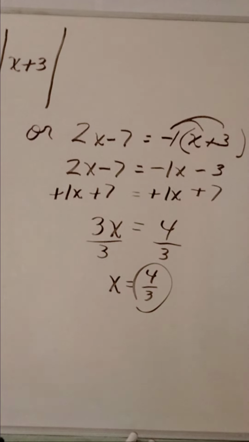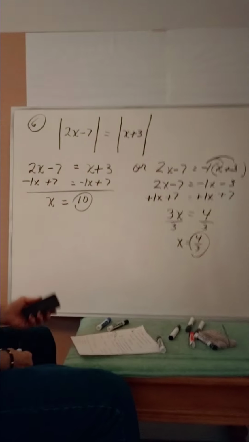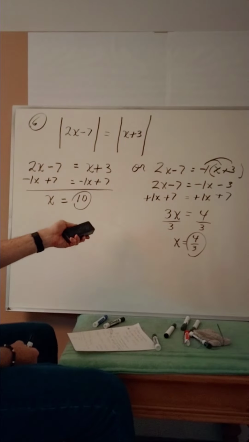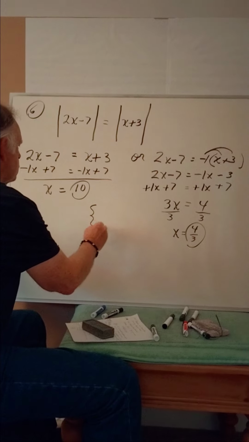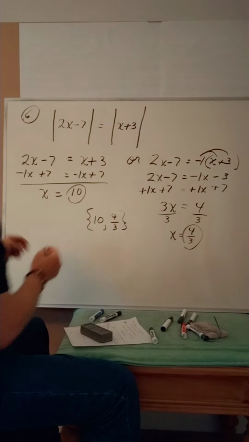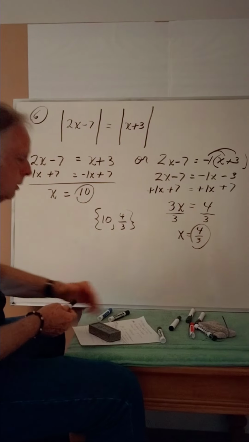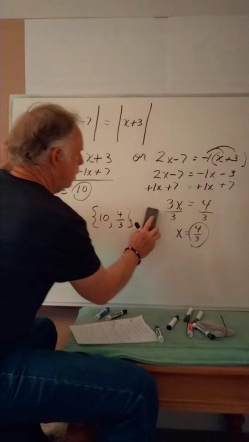Folks, I'm not going to show the proof of this because my time is limited on this video that I'm constructing. Both of those will satisfy. It'll be the set whose members are 10 or a positive 4/3. And there is number 6. 2 to go. Hang close.